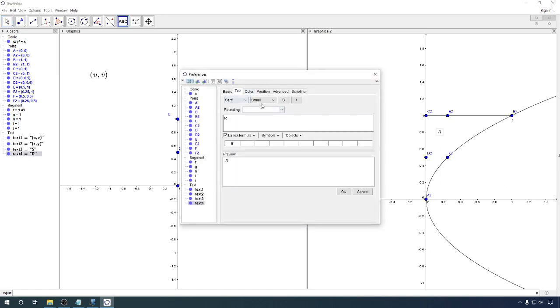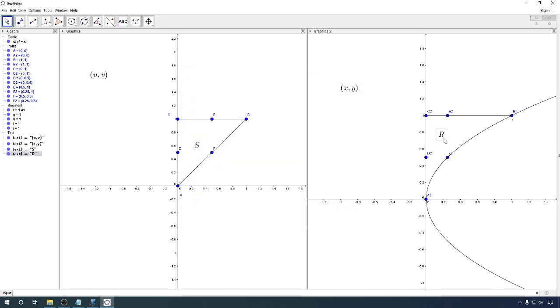I don't know why it won't let me change the size unless I'm going to the properties. I can't do that from the original menu.